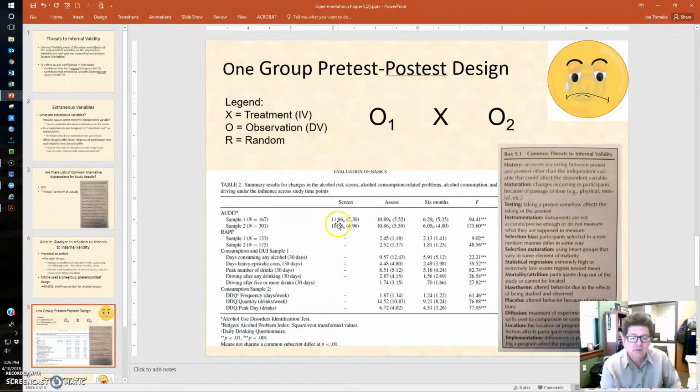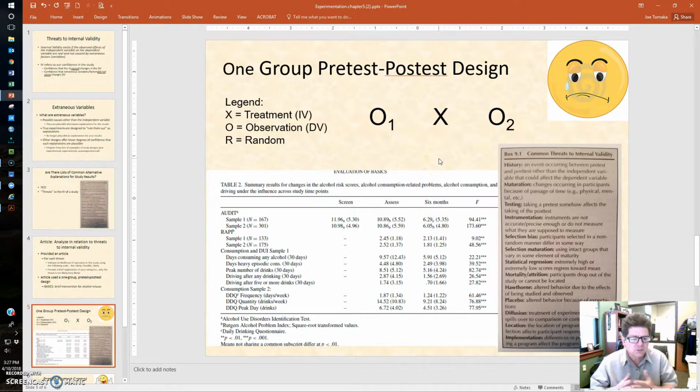And what we see is that although there's a slight drop from screening to assessment, after the intervention, we see that audit scores drop fairly dramatically. They're almost half of what they were at screening and assessment. Not quite, but almost half. This is a very significant effect if you know anything about statistics. So, from pretest to post-test, after the intervention, students are reporting a lot less alcohol risk. And we see that for a lot of other measures as well. A lot of other things change.